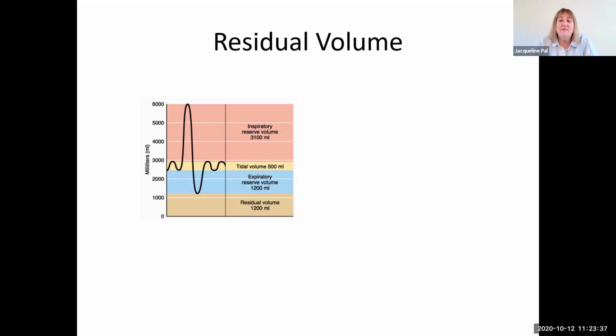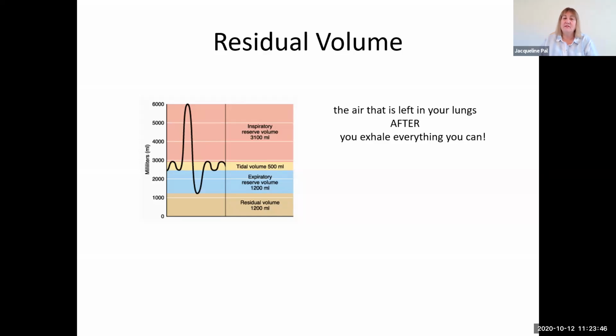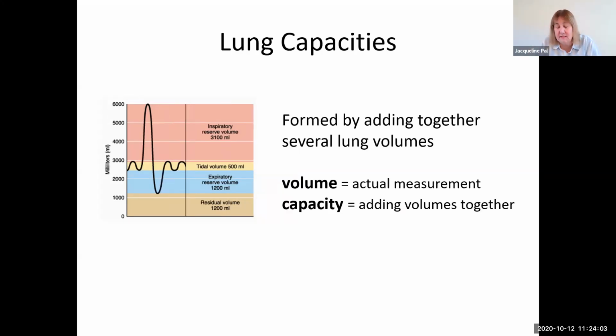So even when we maximally exhale, there's always air left, and that is called the residual volume. So the air that is left in your lungs after you exhale everything that you can is the residual volume. And once again, this is about 1 liter to 1,200 cc's, depending on your size. So that's it for the volumes, which brings us to something called lung capacities.